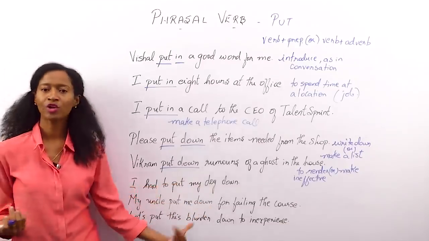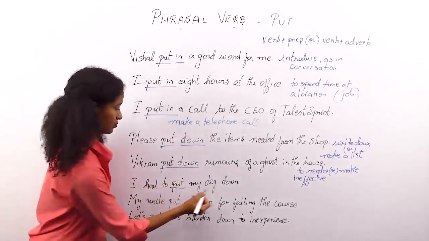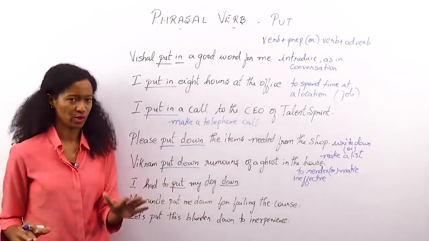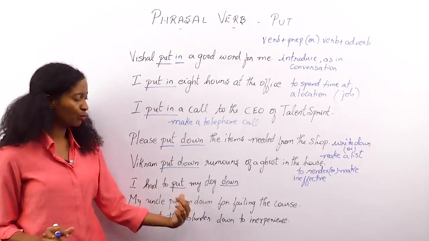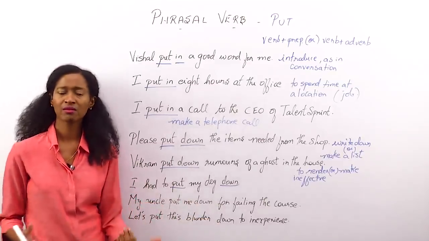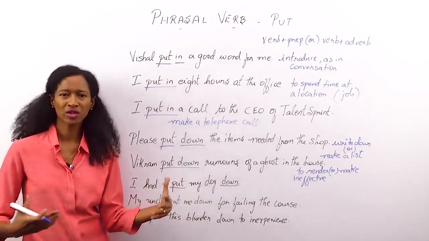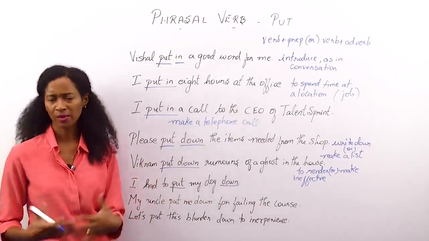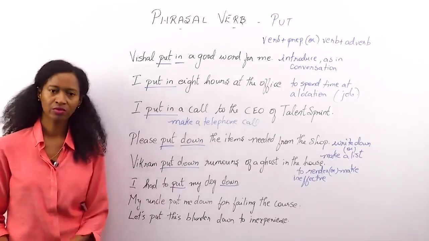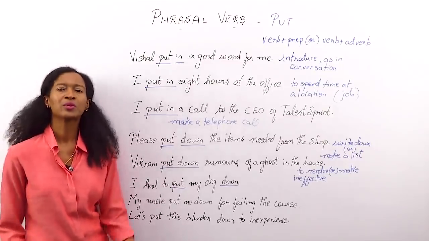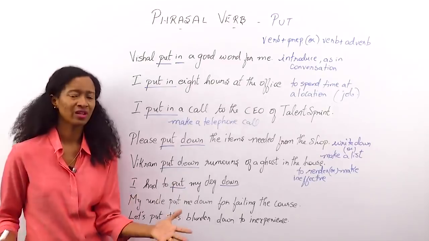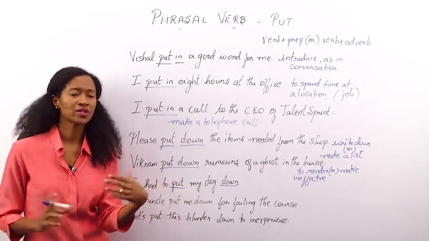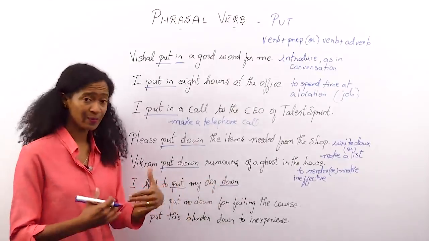I had to put my dog down. Again, the same phrasal verb separated by an object, which is the dog here, right? I had to put my dog down. What can this mean? I had to kill my dog using euthanasia, mercy killing, right? That's what it means. Maybe because the dog had a condition where it would suffer more if it continued in that condition. So it's better to put the dog down using euthanasia, right?